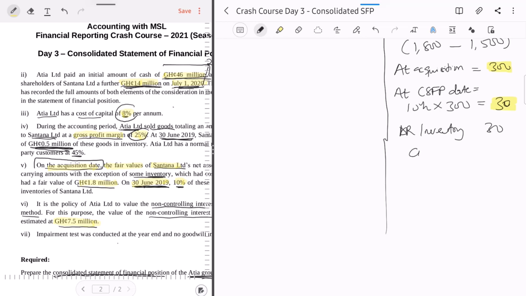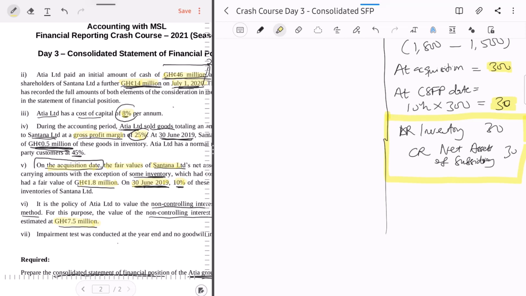And then I will credit what? Anyone can guess? I'll credit the net assets of the subsidiary with 30. Remember I told you that's the engine room of the subsidiary, the net assets. So that will increase the sub's net assets by an extra 30, because the net assets is an equity account. So a credit to an equity account will increase it. So this 30 will go and increase the subsidiary's net assets base.